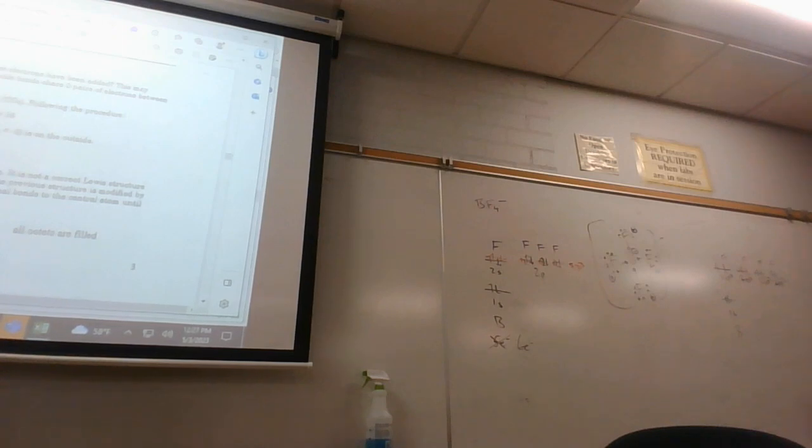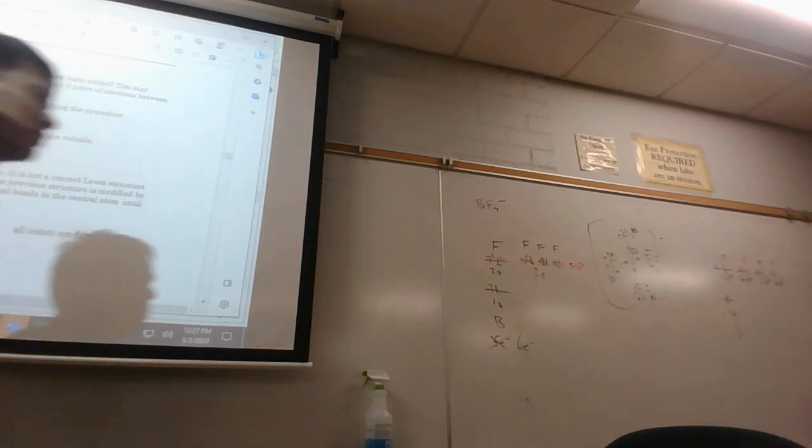When you're drawing the structure in the proper shape, the wedge is protruding outwards and the dash is protruding inwards from the board. So I've never seen a wedge or a dash in a structure. Oh, you haven't? Okay. Well, that's what it means.